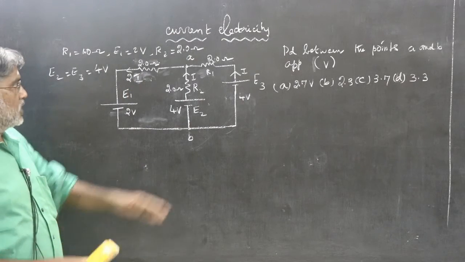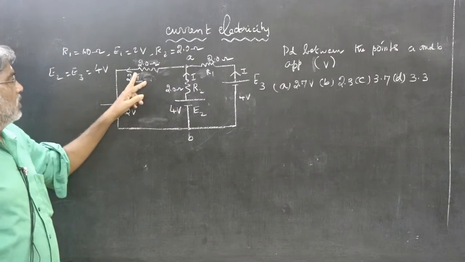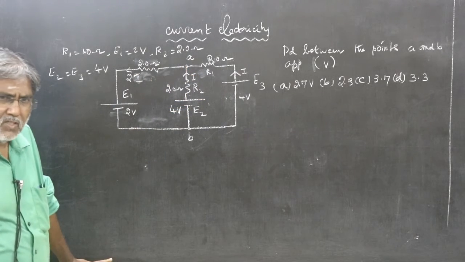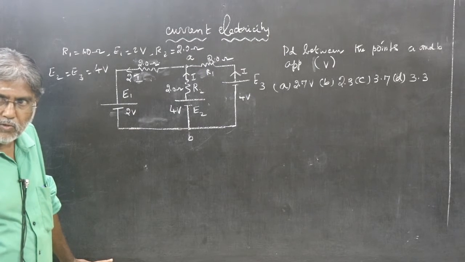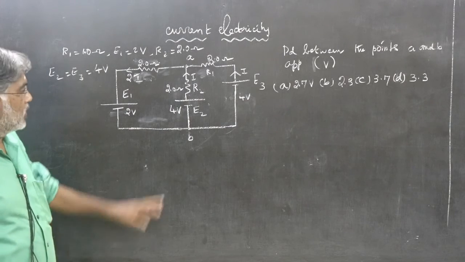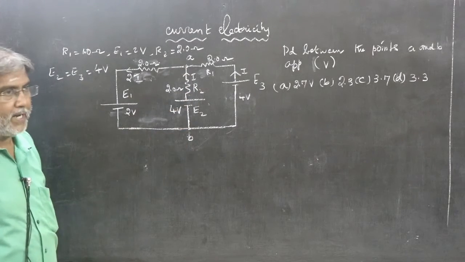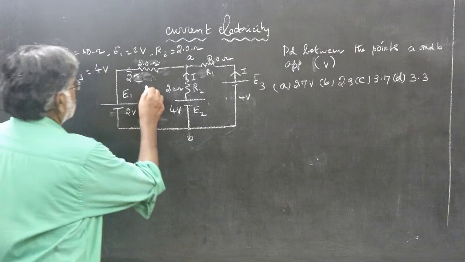That is indirectly using KCL. So I and I will be equal to this 2I. After that, one single step you have to take to find the value of the current. After you find the value of the current, you can find the potential difference between A and B. So how to find current? Apply KVL to this loop.